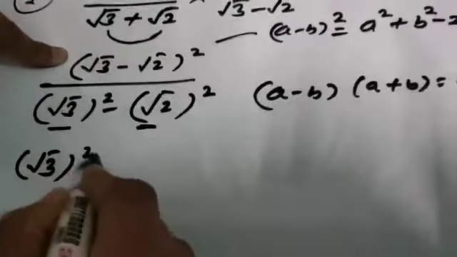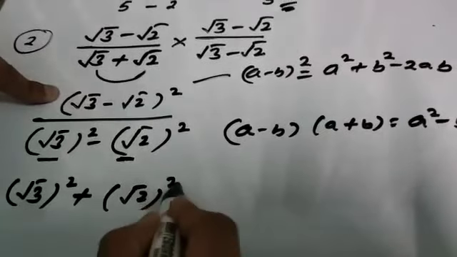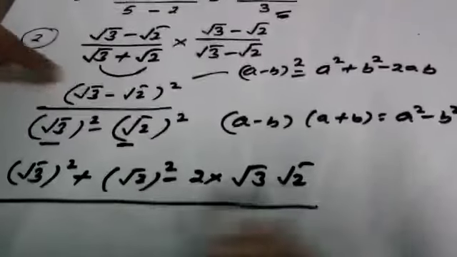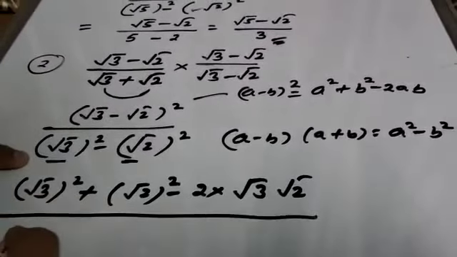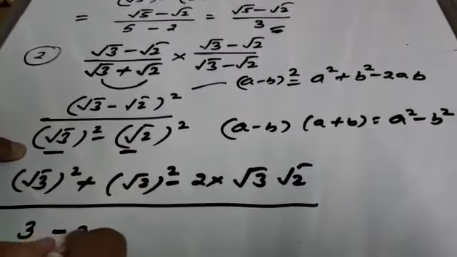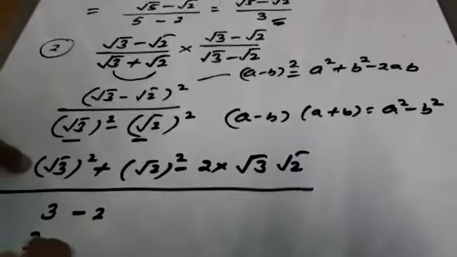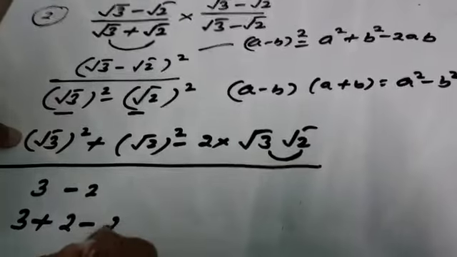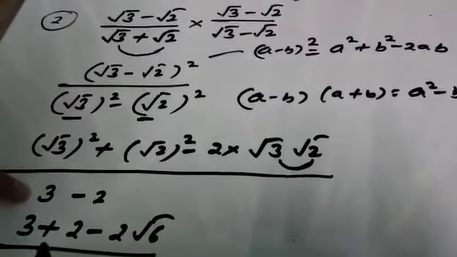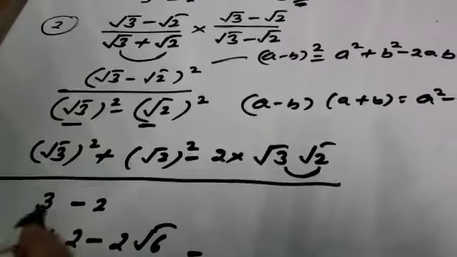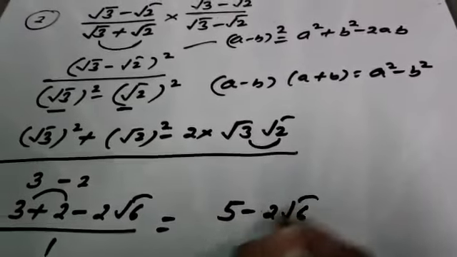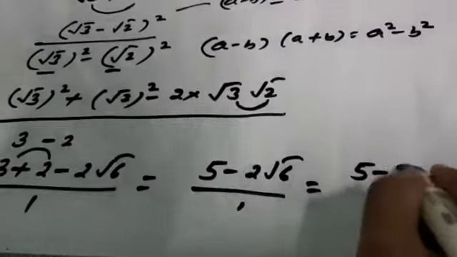Root 3 square is a square, plus root 2 square is b square, minus 2 into a into b. Root 3 square is 3 and root 2 square is 2. In the numerator you will get 3 plus 2 minus, root 3 into root 2 gives root 6, so 2 root 6, and in the denominator 3 minus 2 is 1. Then 3 plus 2 equals 5, and 5 minus 2 root 6 upon 1. You will get 5 minus 2 root 6, and this is the result.